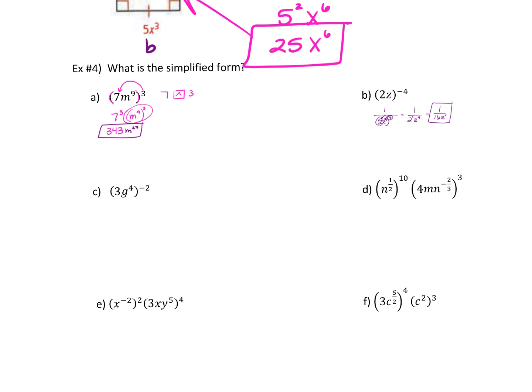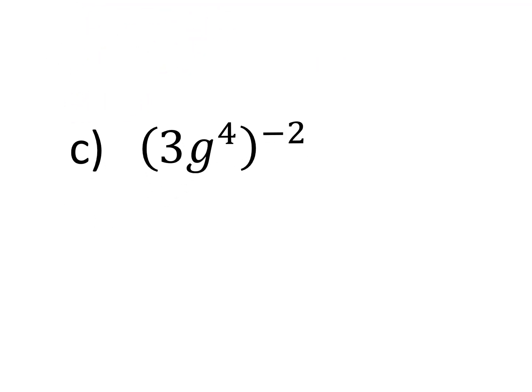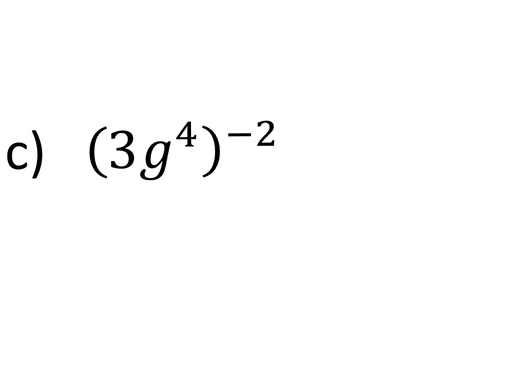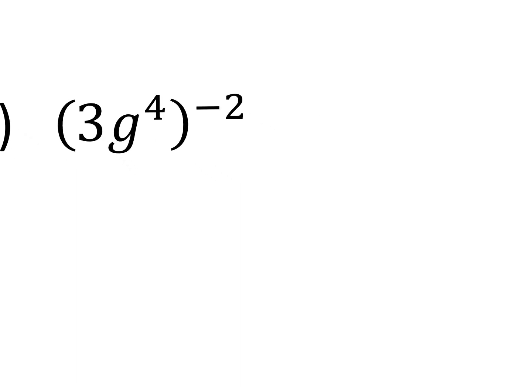You know what? You try that one. Very similar to the last one. See what you get. So here's what you're doing. You have this whole thing taken to a negative power. What do you have to do with that negative power? You're going to put a 1 over it and make it positive now, okay? So this becomes 1 over, it's identical, 3g to the 4th. The only difference is now your exponent isn't a negative. Now you can take the powers.